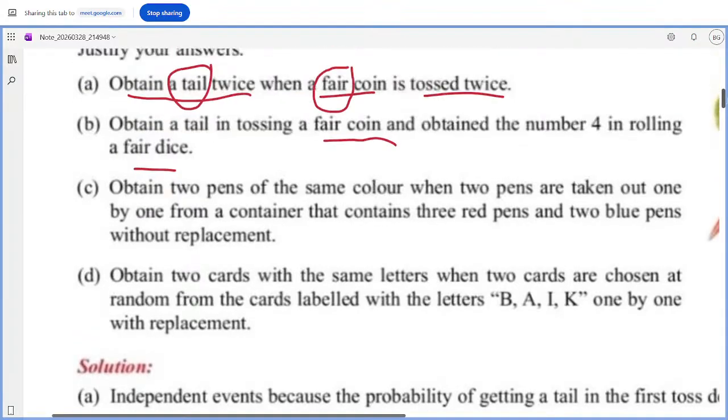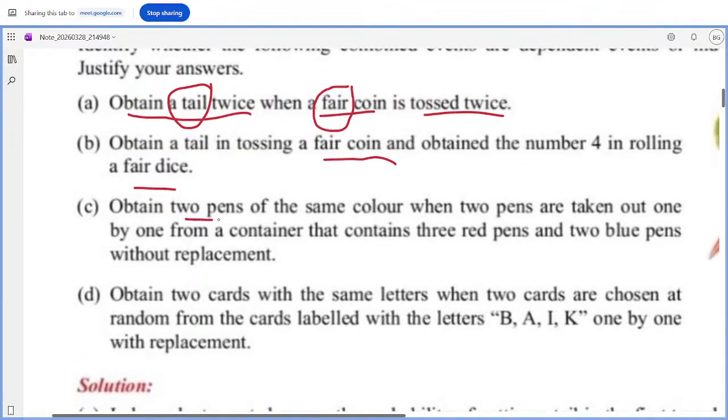Okay, next situation. Obtain 2 pens of the same color when 2 pens are taken out one by one from a container that has 3 red pens and 2 blue pens. Okay, the keyword is here, guys: without replacement. You can always see this keyword. If you don't replace, will it be dependent or independent? You actually don't need to read the top statement. All of this you don't need to read. You just see the keyword. If they say you don't replace, will the probability affect each other or not? Yes or no?